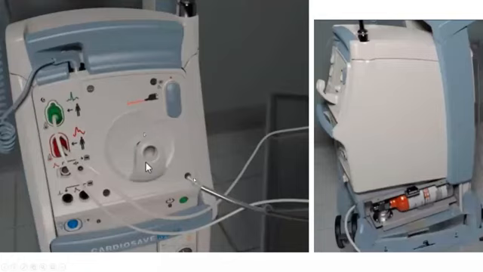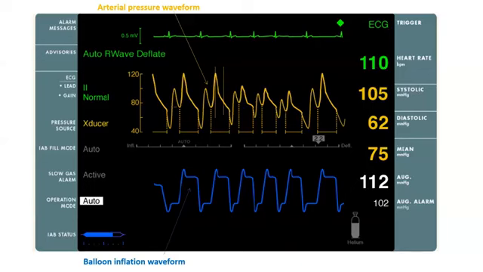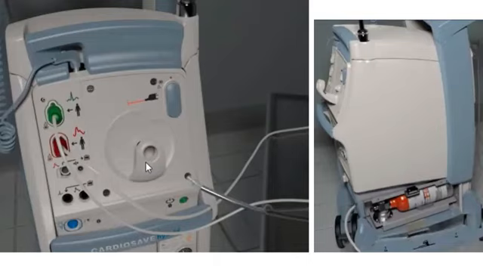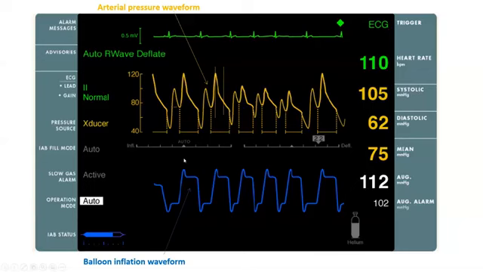Also in the console, this is the port where you connect that helium line. And on the side of the console, you can see where the helium canister is. Those are important to know in case there is troubleshooting of the balloon inflation. You always verify the connections are proper. You verify you have a good canister of helium, and I will explain that further. I will move on to describe the waveforms.